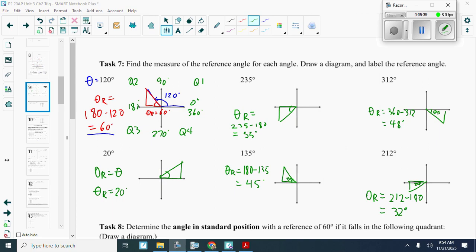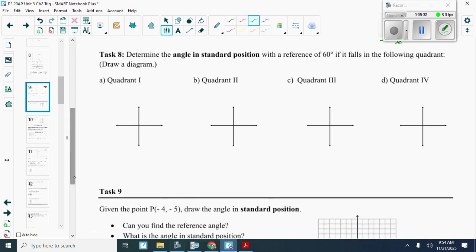Okay, so for the next one, they're going to give you: determine the standard position with a reference angle if it falls in the following quadrant. So the reference angle is the same, 60 degrees in all 4 quadrants. Just to make sure, draw a diagram, so that you build muscle memory for drawing your reference angle. I'm surprised sometimes, our brains kind of go mushy, and sometimes we will draw the reference angle next to the y-axis instead of the x-axis. So we want to make sure that we don't do that.